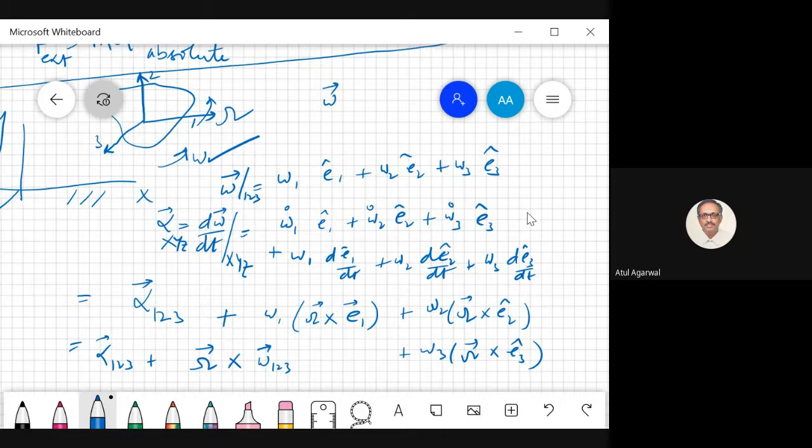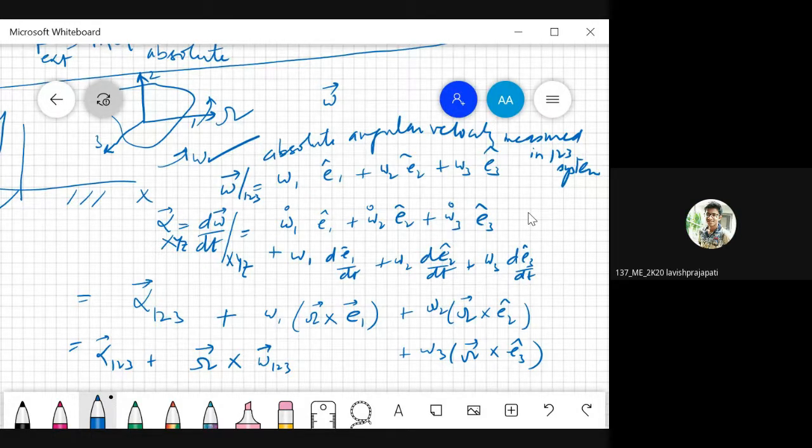So this is the absolute angular velocity, measured in the 1, 2, 3 system, which is in turn rotating. Any doubts? Clear, sir.